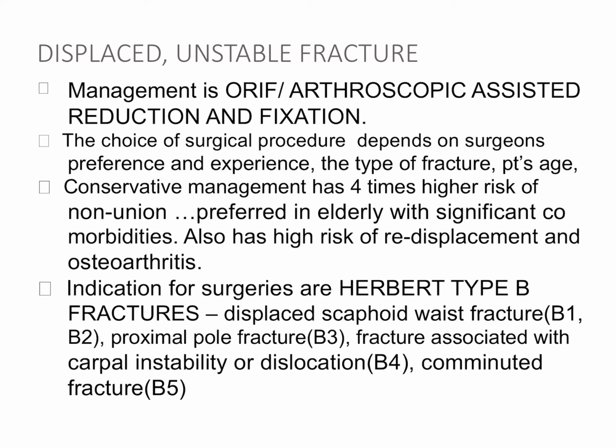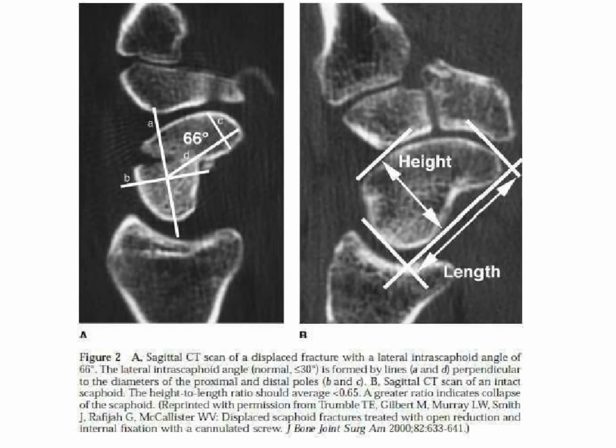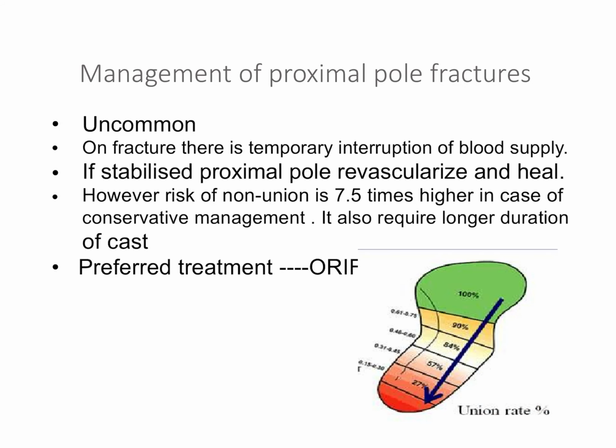Indications for surgery are Herbert type B fractures: displaced scaphoid waist fracture B2, proximal pole fracture B3, fracture associated with carpal instability and dislocation, that is B4, and comminuted fracture, that is B5. Next. Management of the proximal pole fracture.